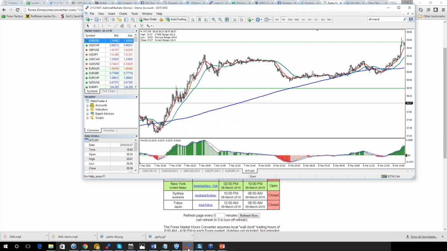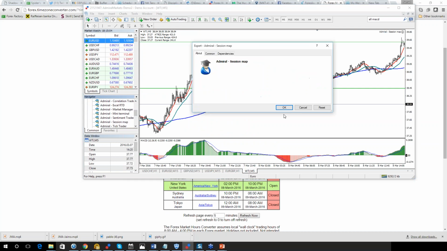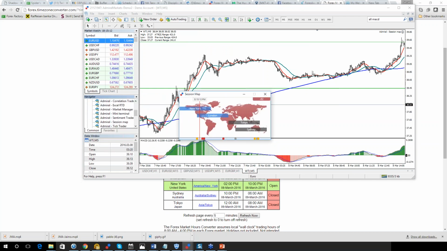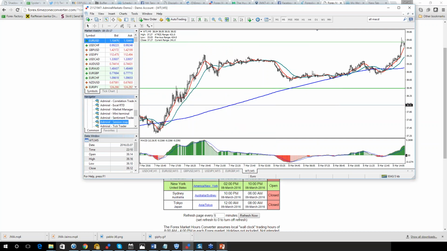Of course, if you're a user of Admiral Markets and you hold a live account with Admiral, this is the session map here. Just by looking at the session map, you can see which time zone you are currently in. So this is also very, very handy, guys. The session map.